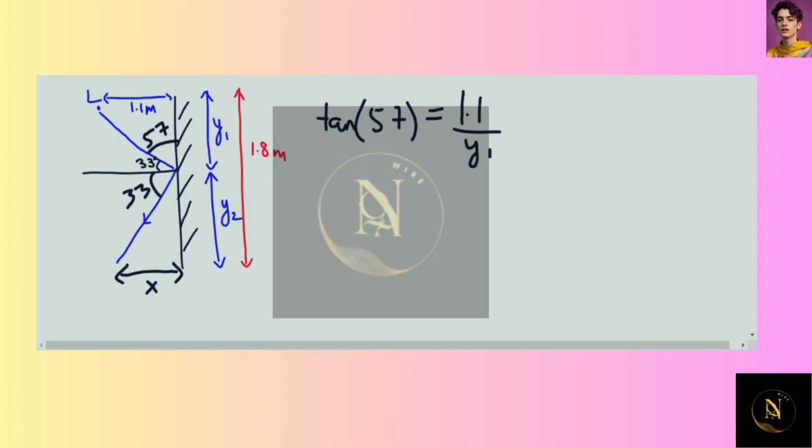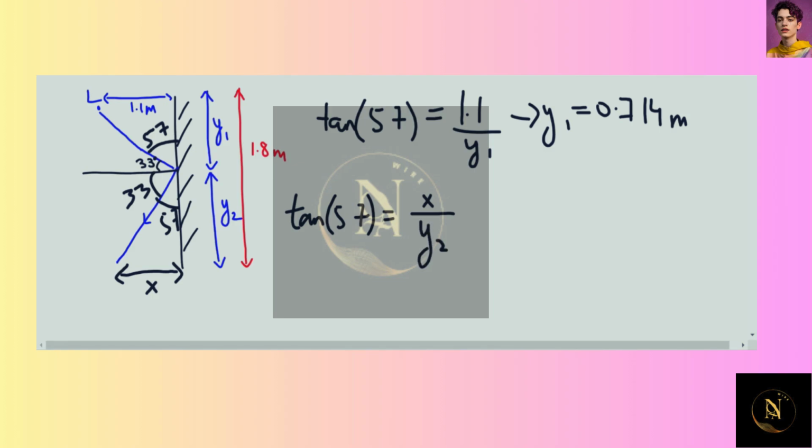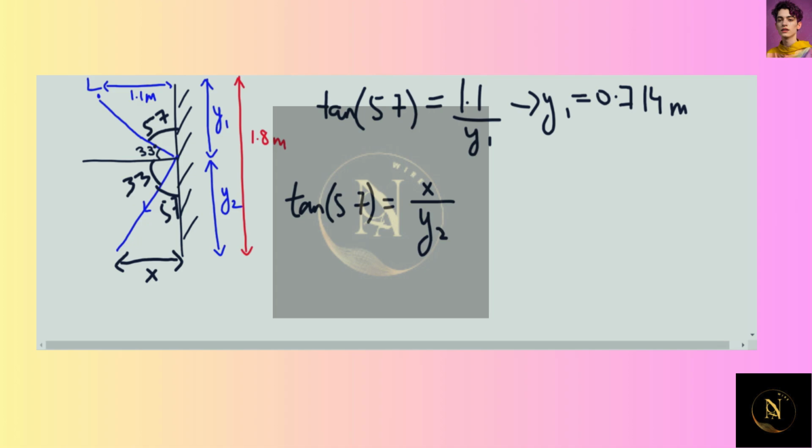And solving that, because we can find out the tangent of 57, this gives us the value of y1 being equal to 0.714 meters. And then we can move on and say that applying the same logic, this angle is also 57. So the tangent of 57 again is going to be, well, the opposite this time is x, and the height adjacent to it is y2. And x is actually the thing that we're interested in, and y2 is something that we can figure out because we know y1 and we know the sum of y1 and y2.